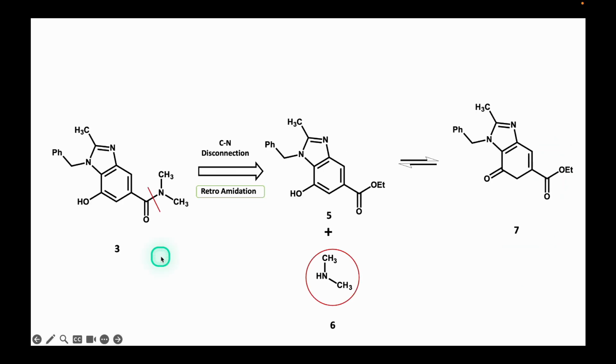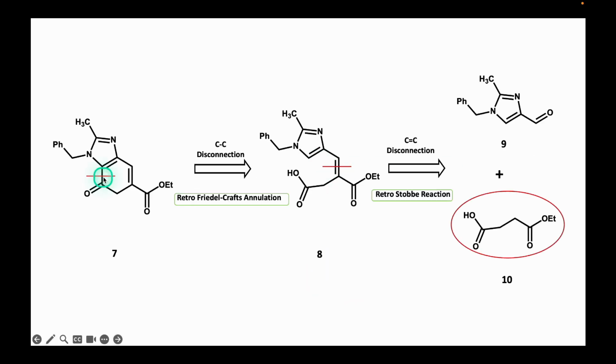leaving group. The amide group in 3 acts as a retrone, and based on an amidation reaction, a carbon-nitrogen disconnection yields ester 5 and dimethylamine 6 as a raw material. The phenolic ring in 5 has the ketone 7 as a tautomeric isomer. The carbon-carbon bond connecting the carbonyl group in 7 to the imidazole ring is disconnected based on a Friedel-Crafts reaction to open the ring and produce carboxylic acid 8.